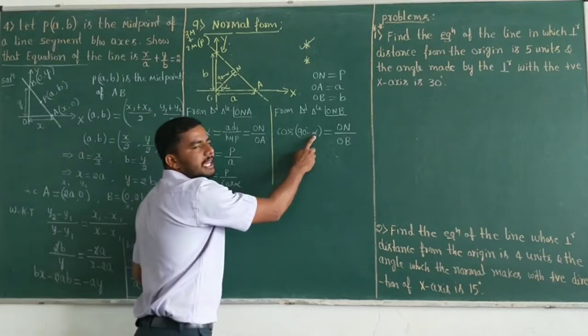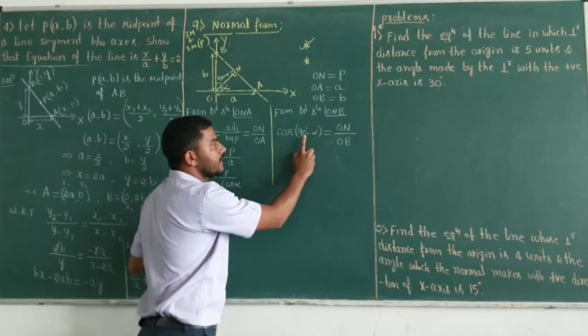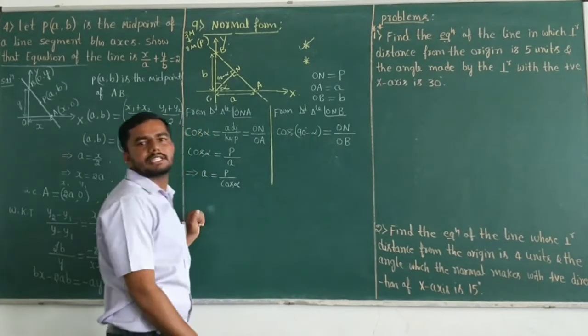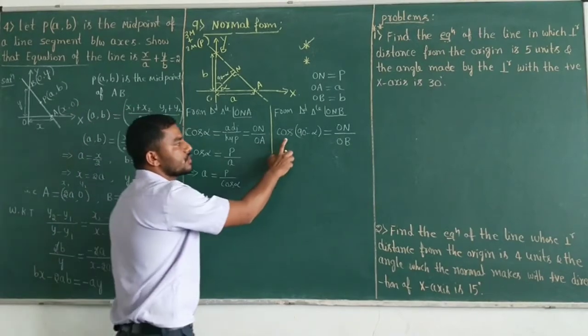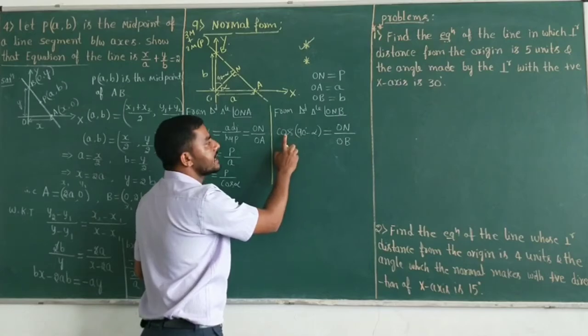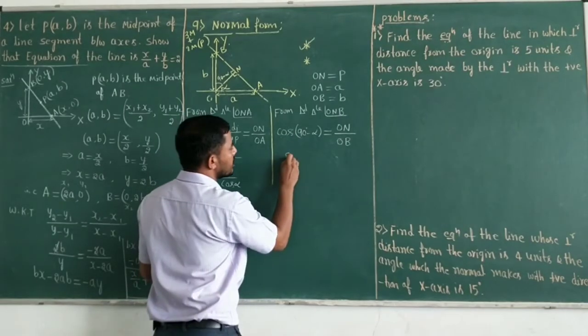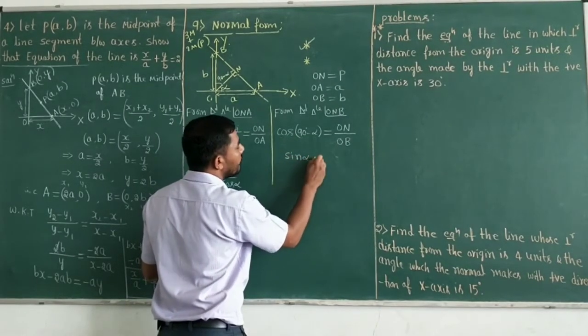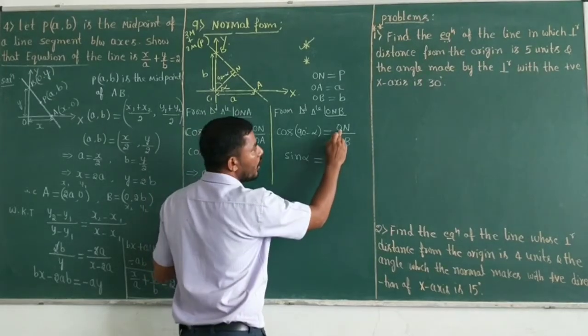90 minus theta is in the first quadrant. In the first quadrant, all trigonometric functions are positive, so that's why cos is positive. Here 90 is there, so cos changes to sin. That's why sin alpha is equal to ON.